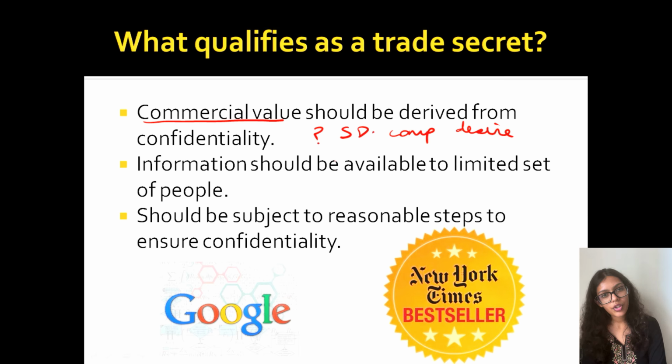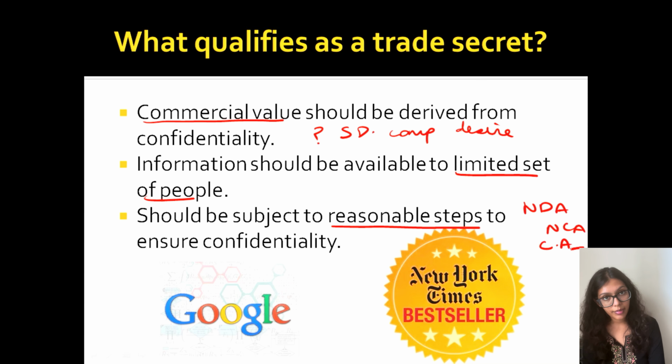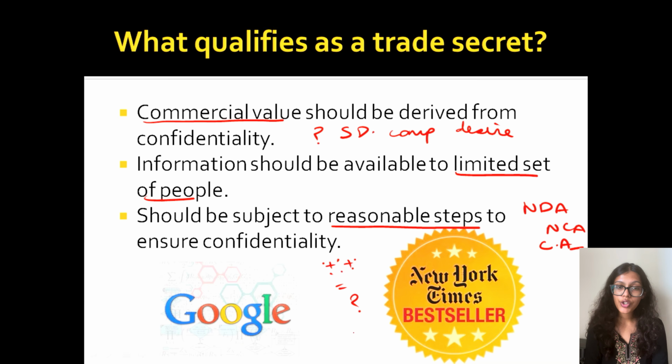Secondly, the information should be available to a very limited set of people. And the third one is that it should be subject to reasonable steps taken by the rightful owner of that information. Now, it can include either NDAs or NCAs or confidentiality agreements. Okay. Now, a trade secret can also be made up of a combination of different elements that are available in the public domain. But the combination of those elements should give a competitive edge to your product or business.